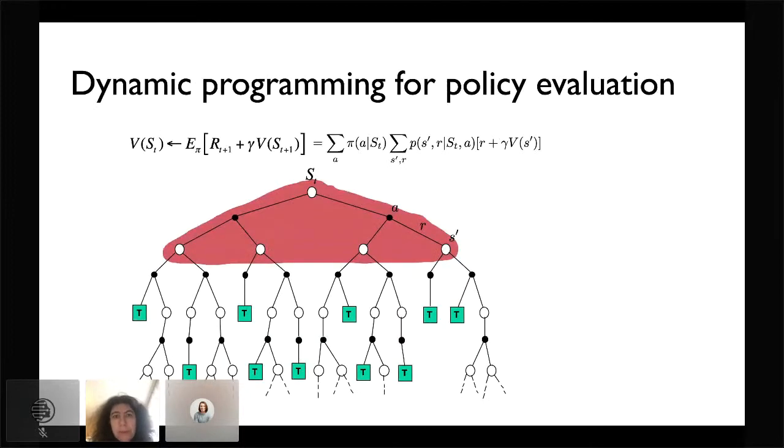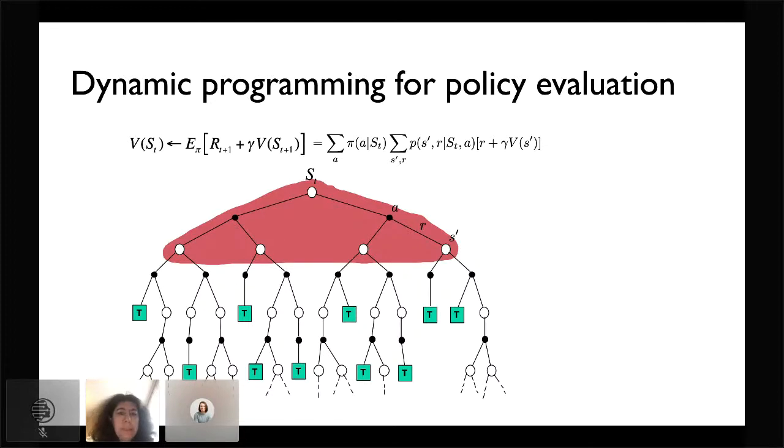So I'm going to just show you a picture to contrast what this looks like compared to Monte Carlo. Okay, so if you imagine again the agent sitting at the top of this tree of all possible trajectories, sitting at state S_t. The dynamic programming computation is a breadth-first computation. It looks at all the possible actions that the agent could take. It looks at all the possible next states weighted by the probability of their occurrence. And it does an averaging for the value of state S_t based on all of the values at the following states.